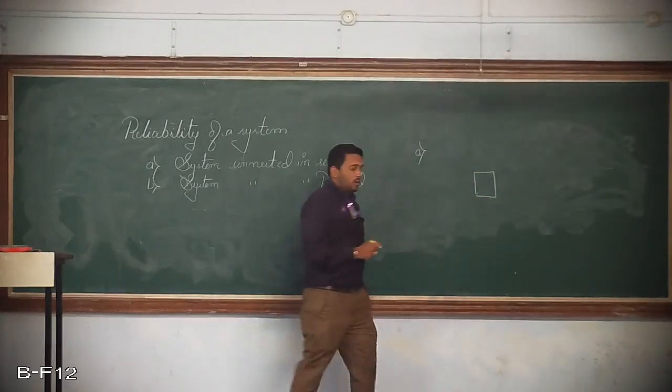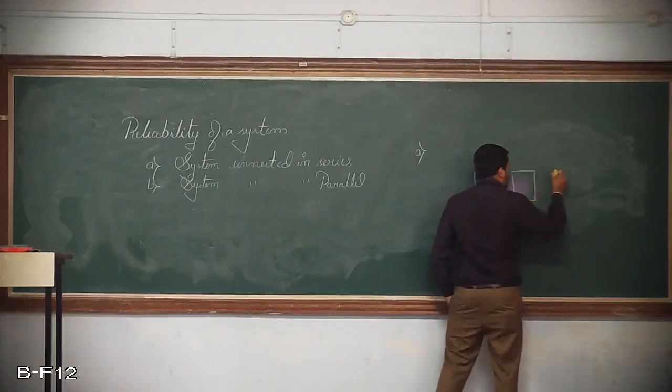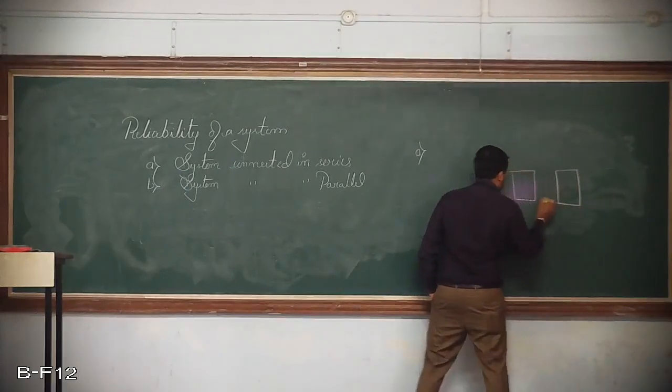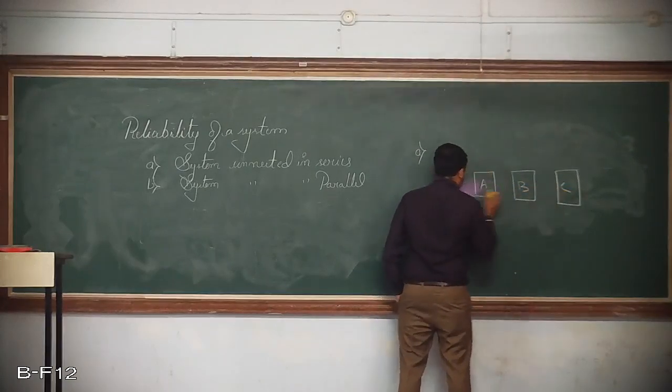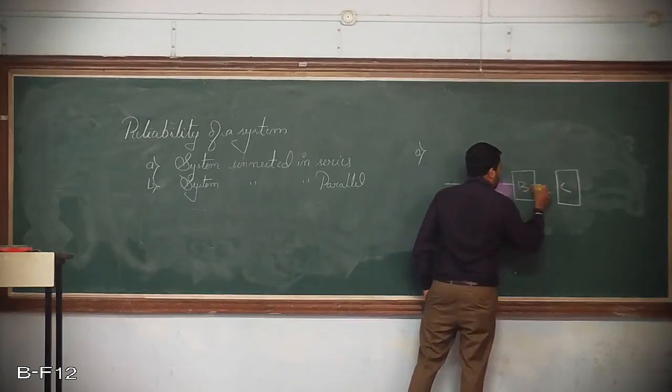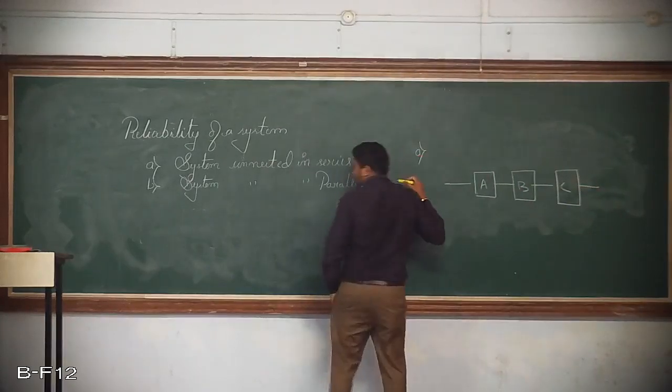Let us consider that in a system there are three parts which we call A, B and C, and they are connected in series, and this together is a system.